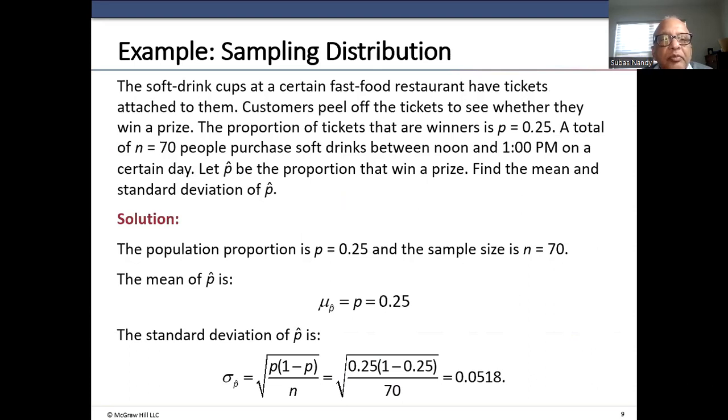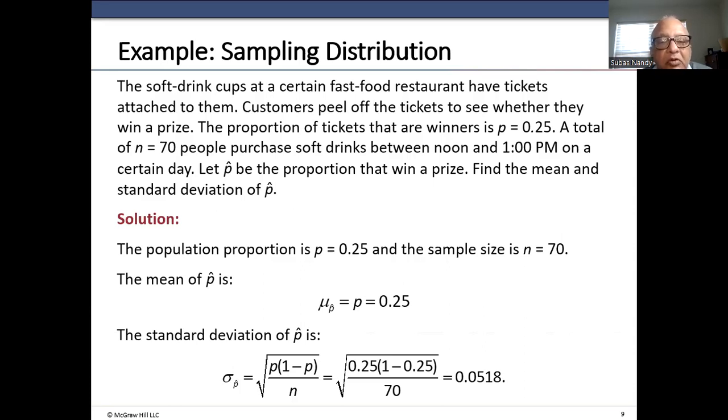The soft drink cups at a certain fast food restaurant will have tickets attached to them. Customers fill up the tickets to see whether they win a prize. The proportion of tickets that are winners is p equal to 0.25. A total of n equal to 70 people purchase soft drinks between noon and 1 p.m. on a certain day. Let p hat be the proportion that win a prize. Find the mean and the standard deviation of p hat.